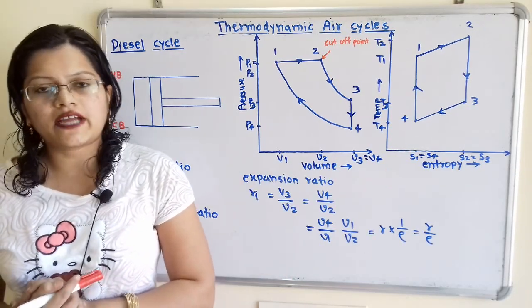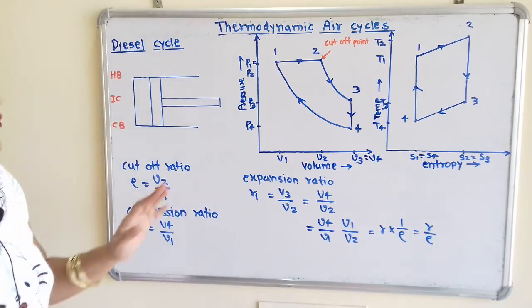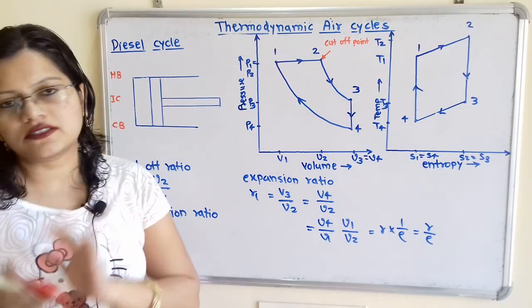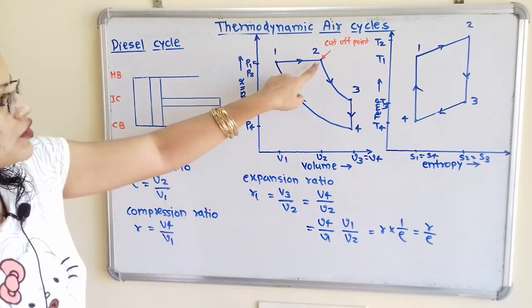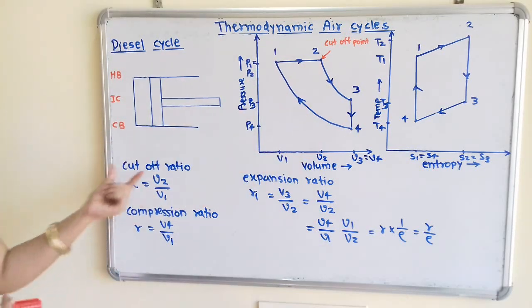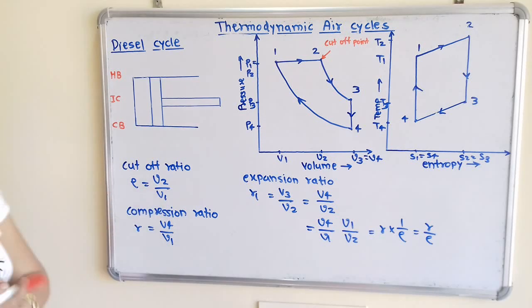Now we will understand different ratios. First one is the cutoff ratio. Now we know that at point 2 heat supplied is cut off. So what is the cutoff ratio? That is the ratio of volume at point 2 divided by volume at point 1. So we give the notation cutoff ratio rho is equal to V2 by V1.